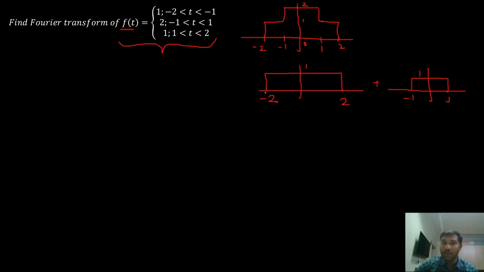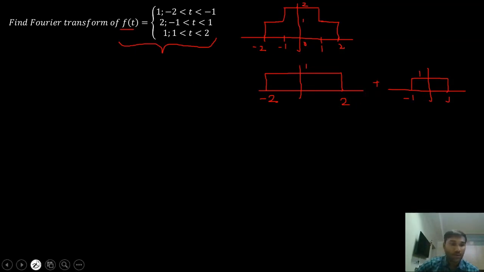And similarly from minus 2 to minus 1, here I have 1 and here it is 0. In the first signal I have amplitude 1, second signal amplitude is 0. So 1 plus 0 is 1. Similarly from 1 to 2, in the first signal the amplitude is 1, second signal the amplitude is 0. 1 plus 0 is 1. So I can represent my given function f of t as a sum of two different functions. Now I'll take the Fourier transform of this function, right?